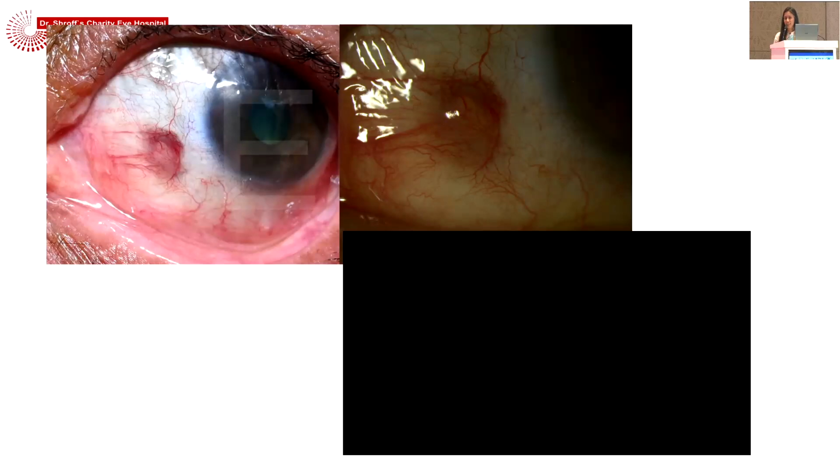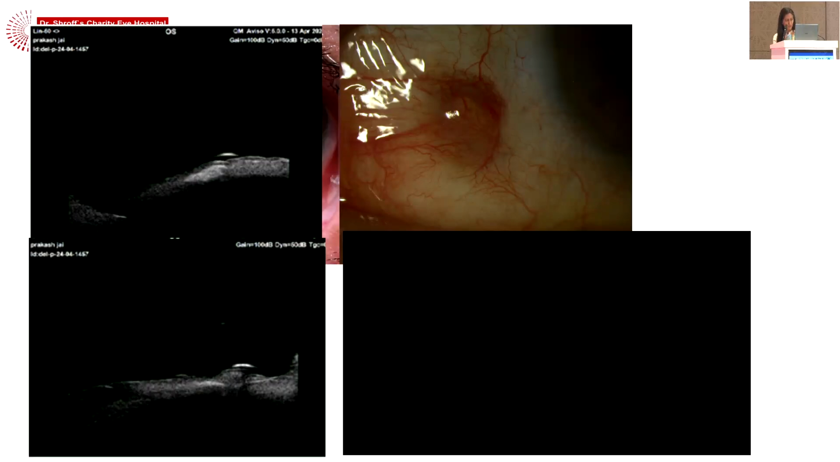Okay, anything else? It looks pinkish, fleshy. So we did a biopsy, but before the biopsy, we decided to go ahead with a UBM because the sclera in that area did not look very healthy. So what do you see? What do you see in this area? Calcification. There is calcification. So what is the diagnosis now?